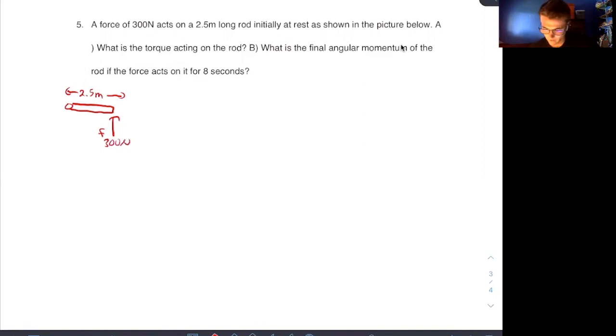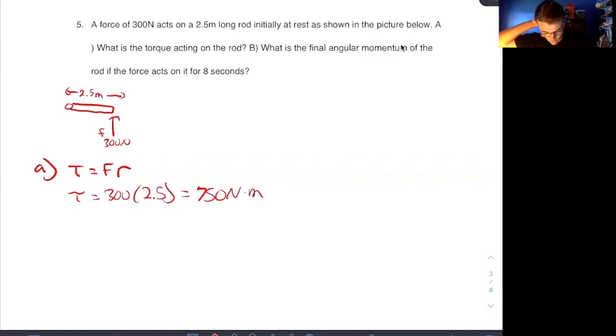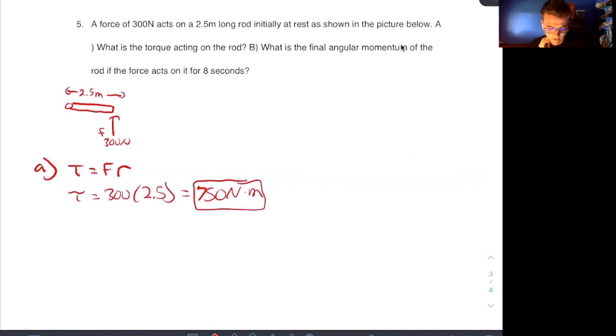Okay, so if we want to find the torque for part A, we know that torque is the force times the radius, right? So in this case, the force is 300 newtons and the radius is 2.5 meters, right? So that'll give us a torque of 750 newton meters.